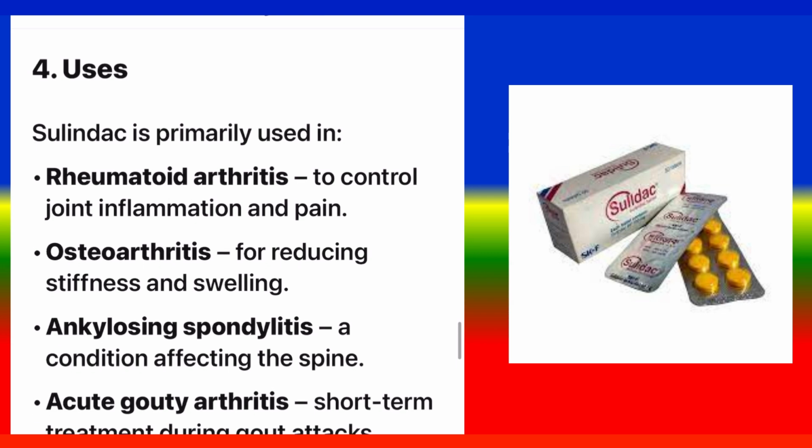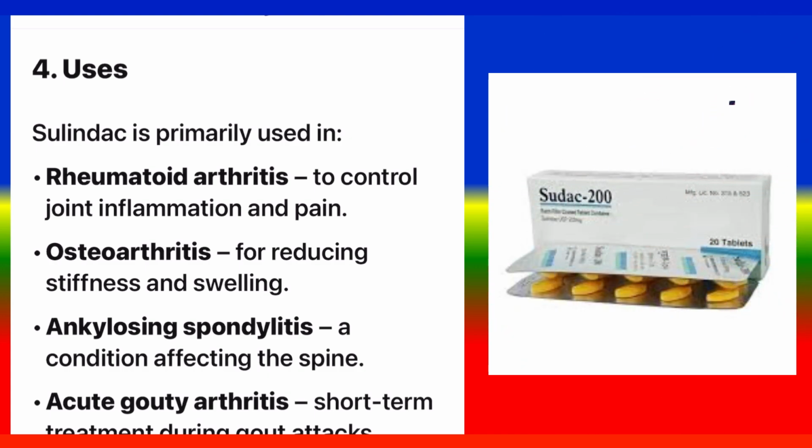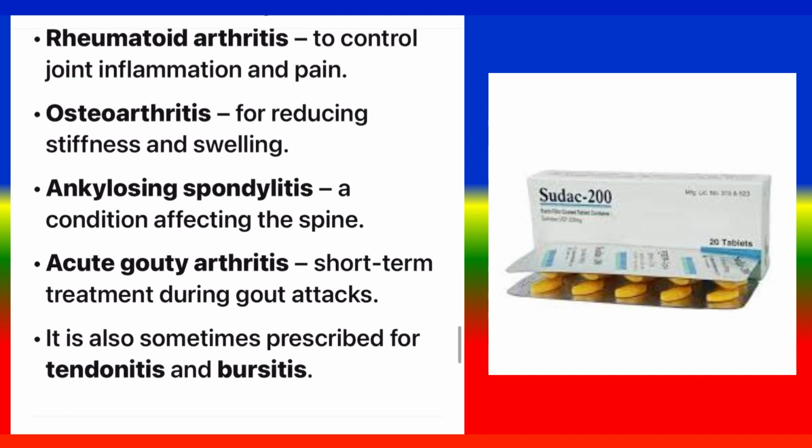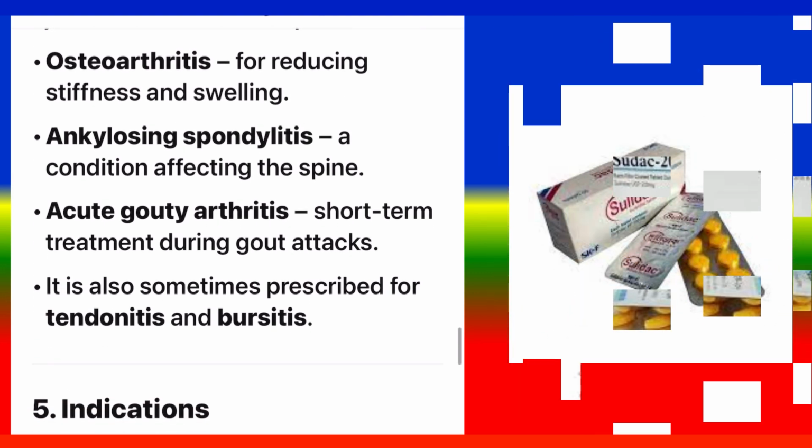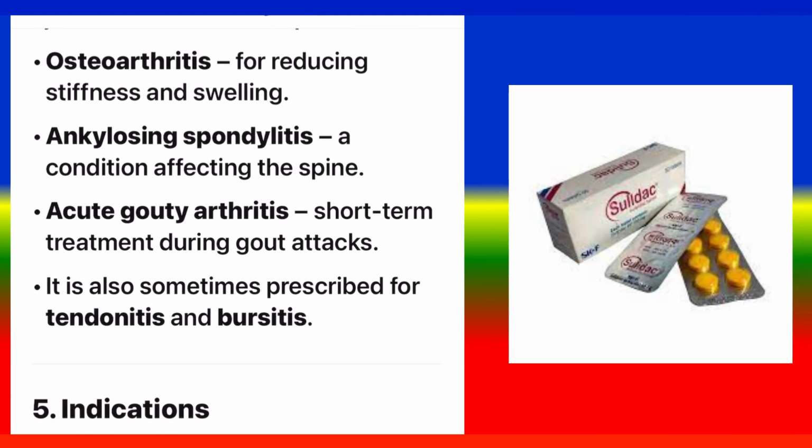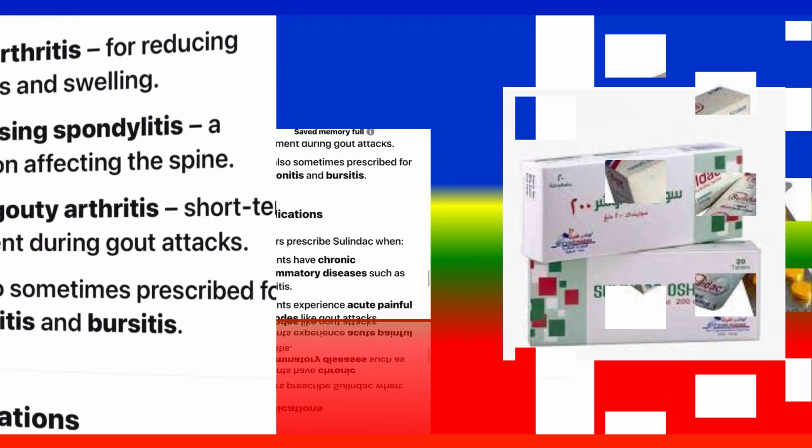4. Uses. Sulindac is primarily used in rheumatoid arthritis to control joint inflammation and pain, osteoarthritis for reducing stiffness and swelling, ankylosing spondylitis, a condition affecting the spine, and acute gouty arthritis, short-term treatment during gout attacks. It is also sometimes prescribed for tendinitis and bursitis.